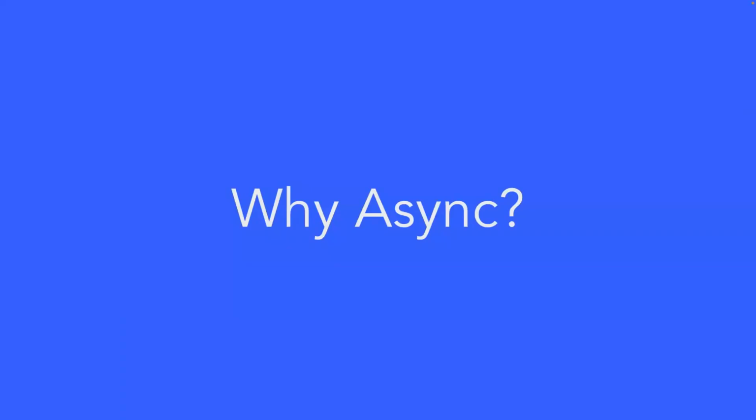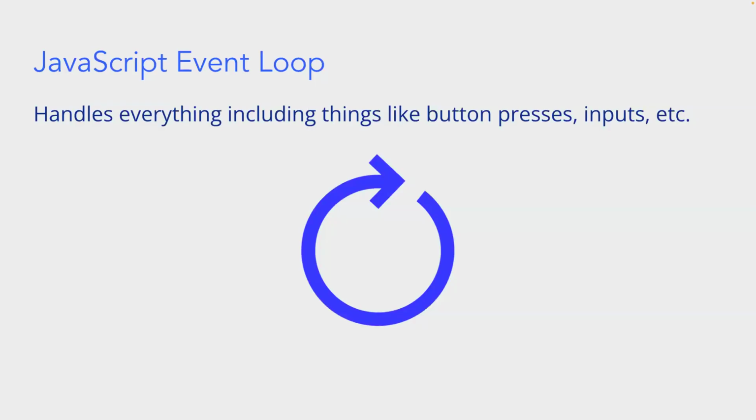So why do we actually want to use async in general? And I don't mean just async functions or the async keywords. I mean promises or asynchronous control flow. We touched on this a little bit when we went over how control flow works in asynchronous programs, but we'll talk about it more here. So JavaScript has something called the event loop, and it handles everything that the user does as well as your code running, including things like button presses and key inputs.